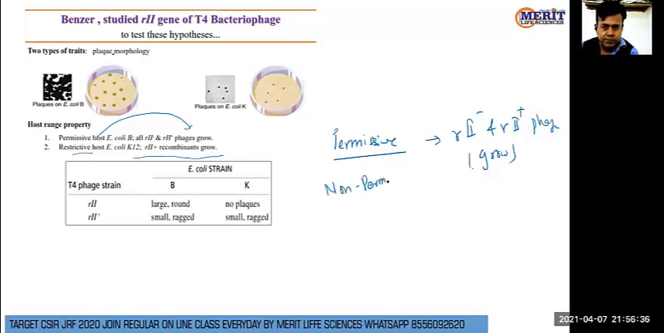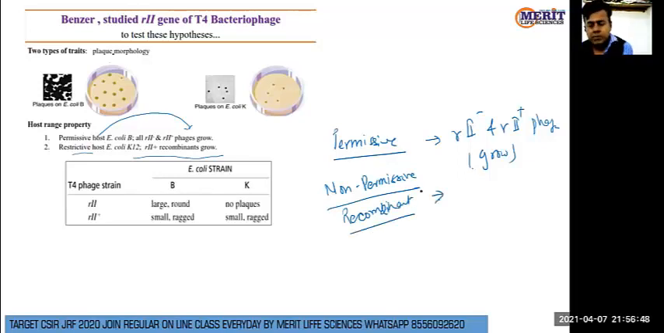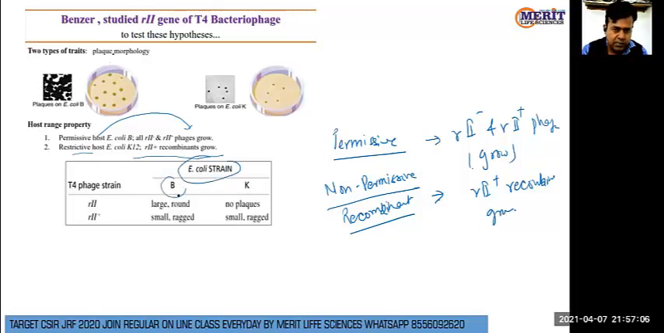Non-permissive is also called a recombinant, and rII plus recombinants grow. Restrictive host. So in summary, you can see E. coli has two types of strain, B strain and K strain.